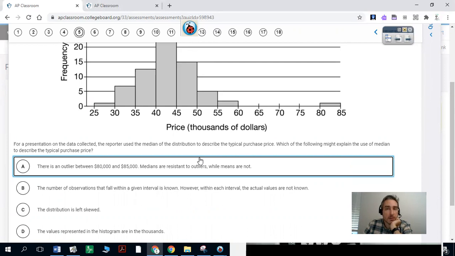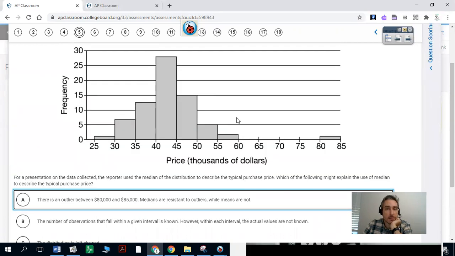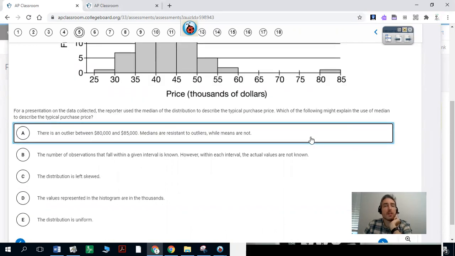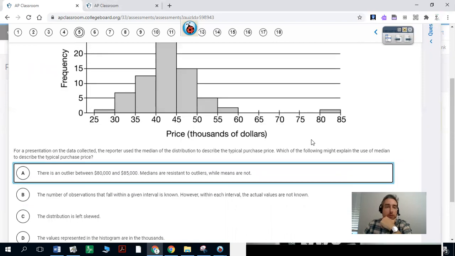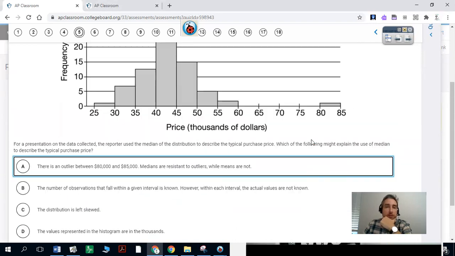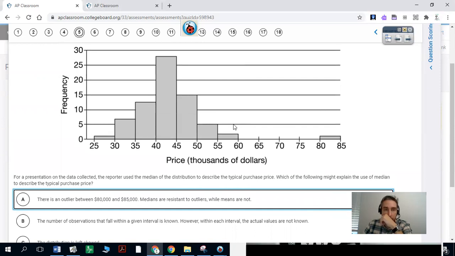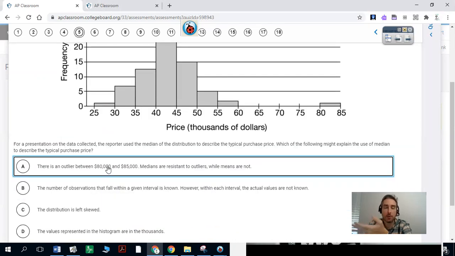The distribution is skewed left. More skewed right because of that outlier. The values represented in the histogram are in the thousands. Yeah, but it doesn't explain why we chose the median. The distribution is uniform. Definitely not uniform. But we choose a median as opposed to a mean because if there's any outliers in either direction, it's going to make the mean higher or lower toward that outlier. So it's going to be this one.